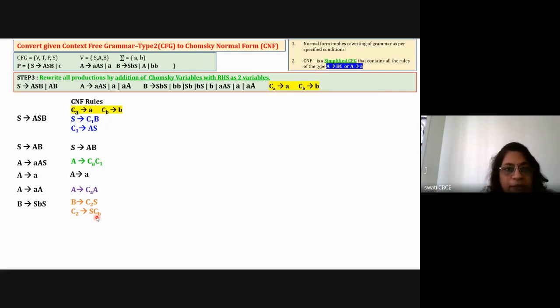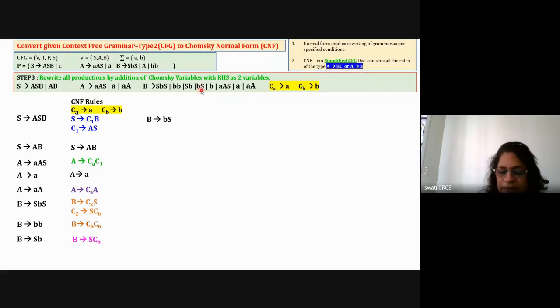Okay, then take the next rule, S is equal to small b. So B is equal to CBCB. Rewrite it. Then B is equal to capital S small b, that is rewritten as B is equal to capital S CB.